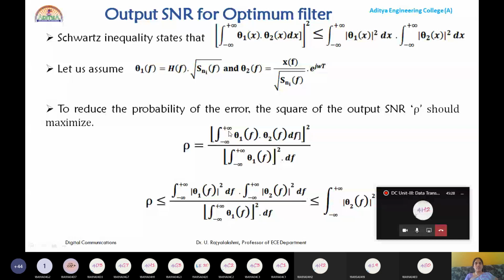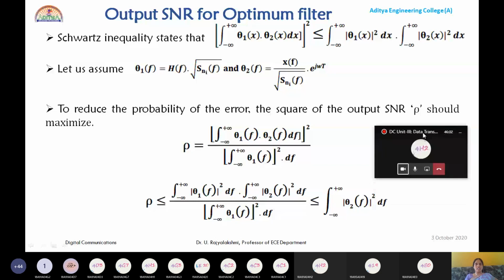Integral minus infinity to plus infinity. What is this numerator? The square of the integration of the product of two functions, theta 1 of f into theta 2 of f df, divided by the integral from minus infinity to plus infinity of theta 1 of f whole square, because you should get sigma square in the denominator. If you square this, you will get H square of f into Sni of f df, that is nothing but sigma square. So we have designed it in such a way.